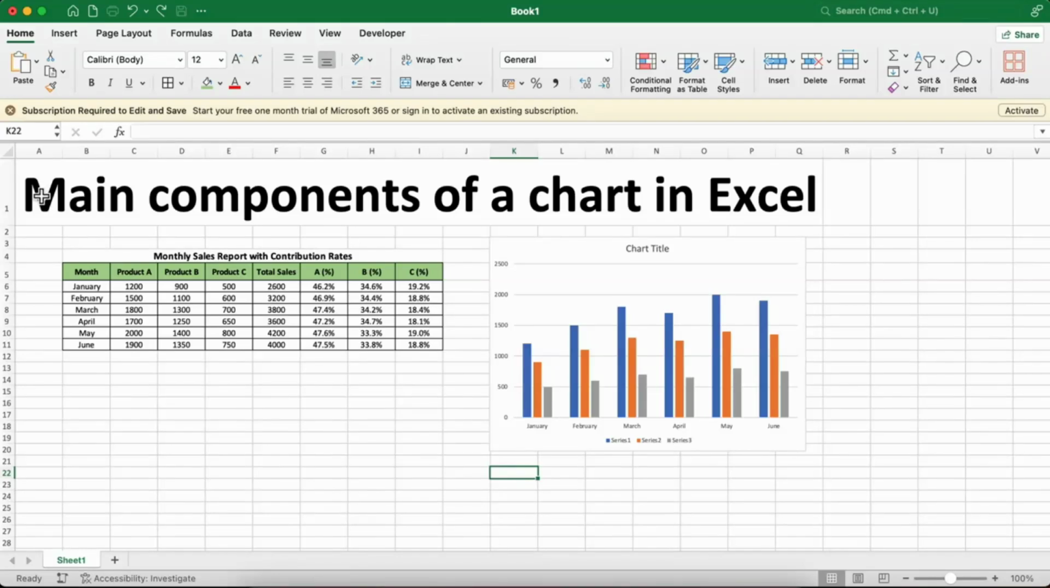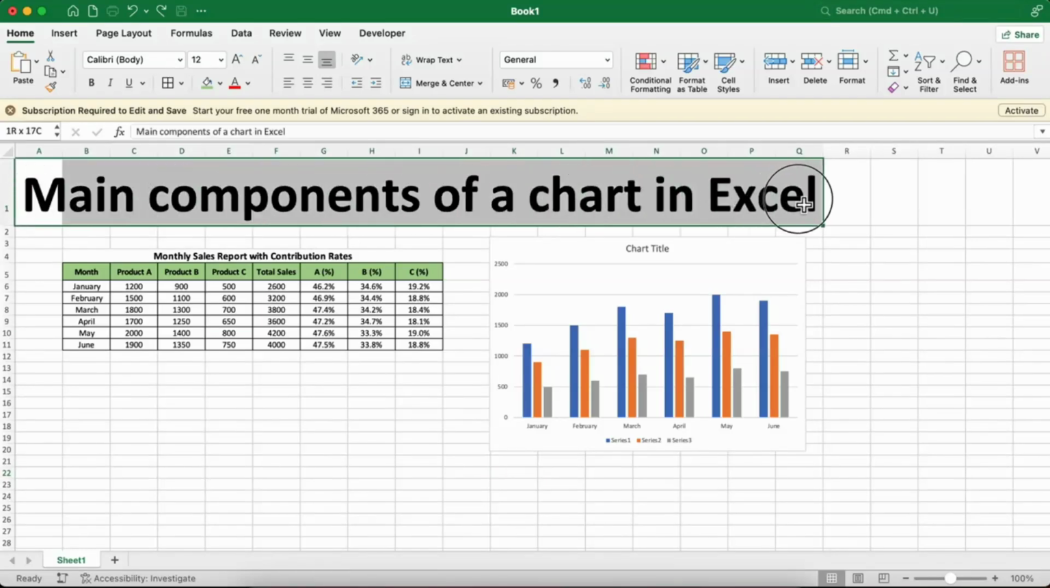When you create a chart in Excel, it is important to understand the main components that make up the chart and how they influence the way data is presented. A chart in Excel is not just a collection of columns or lines. It consists of several fundamental parts that work together to display your data clearly. The first key element is the chart title.